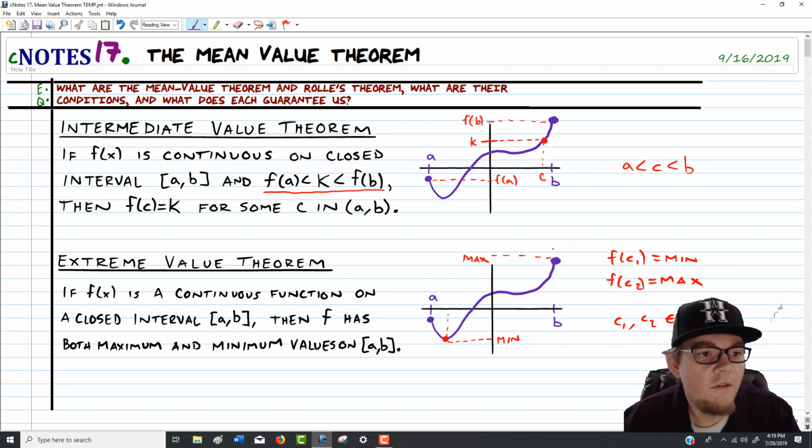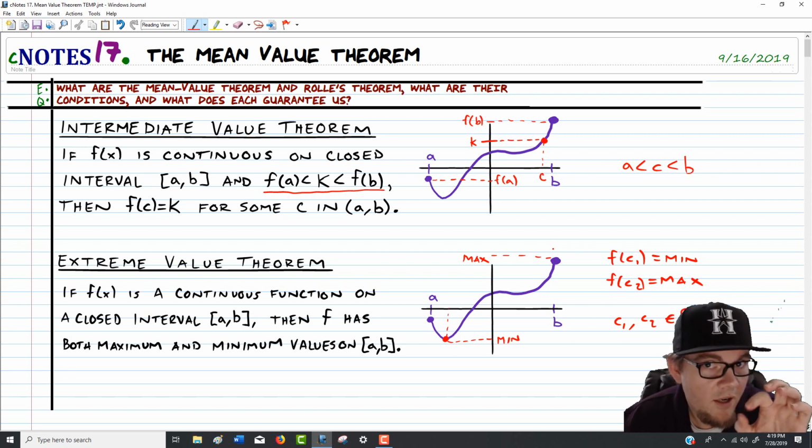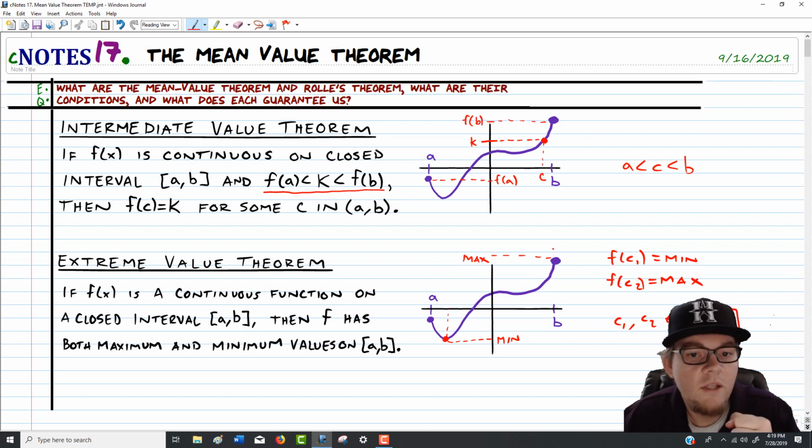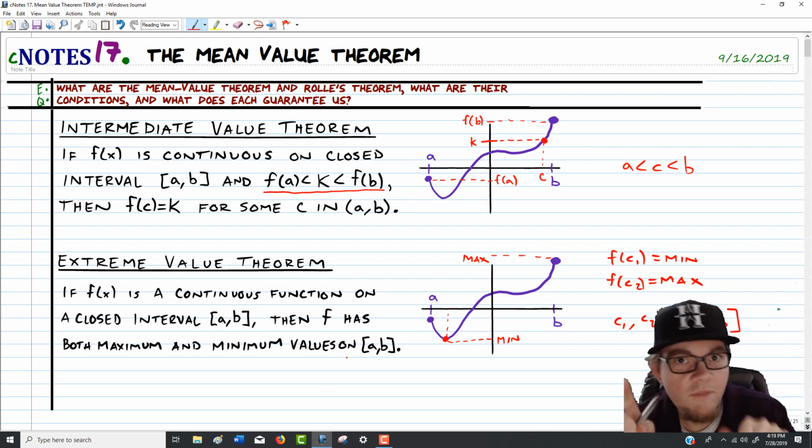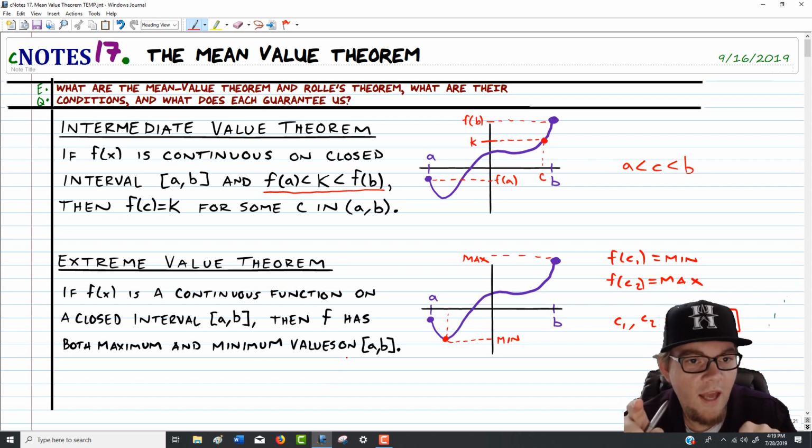The intermediate value theorem guarantees that we have some value in the intermediate area, or the middle of the region. The extreme value theorem guarantees that we have extreme values on the interval that we're looking at. So the question you might ask yourself is, what would the mean value theorem guarantee?